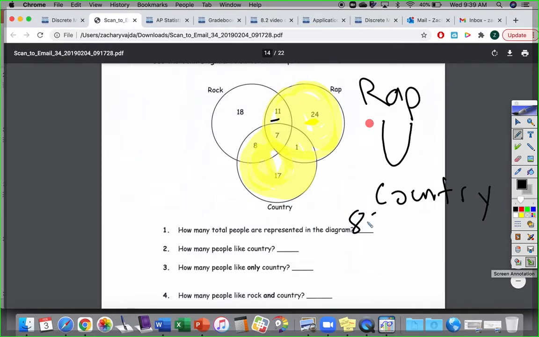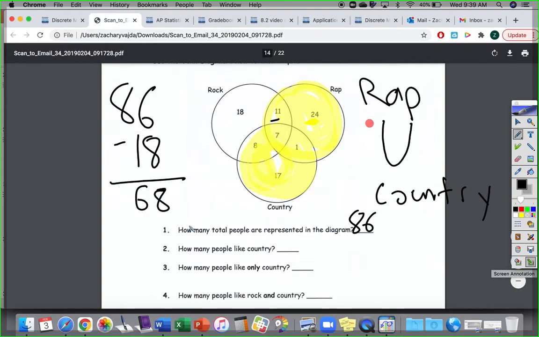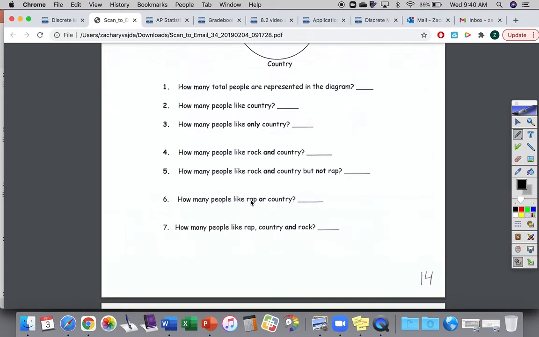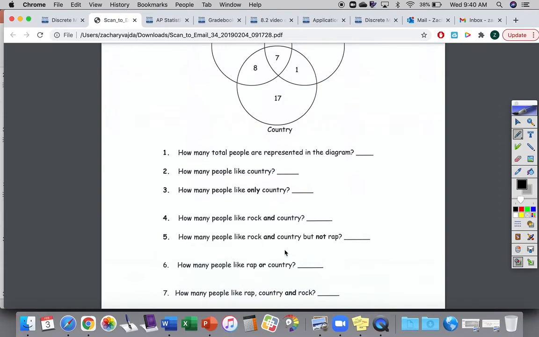Or we can think of it as we had 86 total, and we just subtract the only number that's not there, 18. So that's 76, 68. So 68 people would be how many people like rap or country? 68. You take all of the overlap.